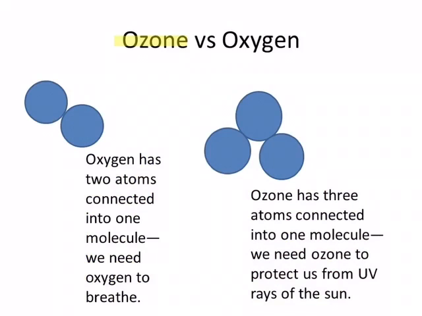Let's get back to talking about ozone. The difference between ozone and oxygen is that oxygen is only 2 atoms of oxygen, while ozone is 3. We need it to protect us from UV rays of sunlight, which can lead to skin cancer. That's why it's important to wear sunscreen. Ozone is really good when it's in the stratosphere, but really bad when it's in the troposphere.